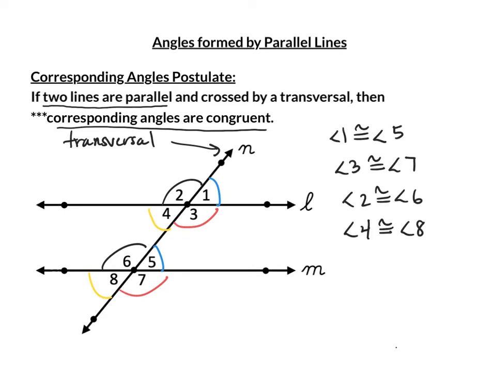Again, look at the locations. Notice how they're in the same relative positions with the parallel lines. Angle 1 and 5 are both above the parallel lines and to the right of the transversal. Angle 3 and 7 are below the parallel lines and they're to the right of the transversal. Angle 2 and angle 6 are on the left side of the transversal and both above the lines. And angle 4 and 8 are both below the parallel lines, and again on the same side of the transversal. These are called corresponding angles, and if the lines are parallel, they are congruent.